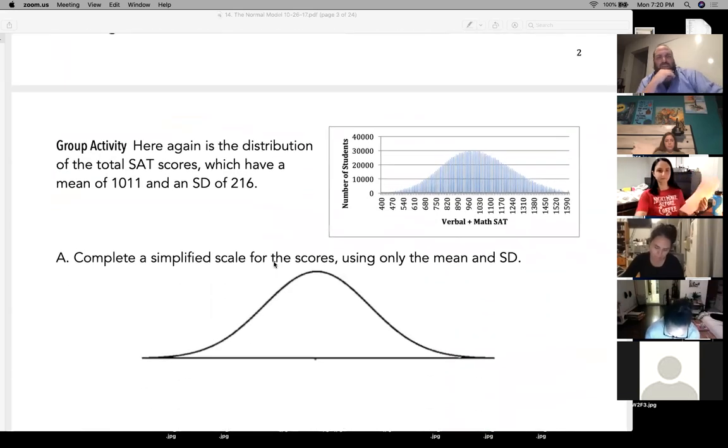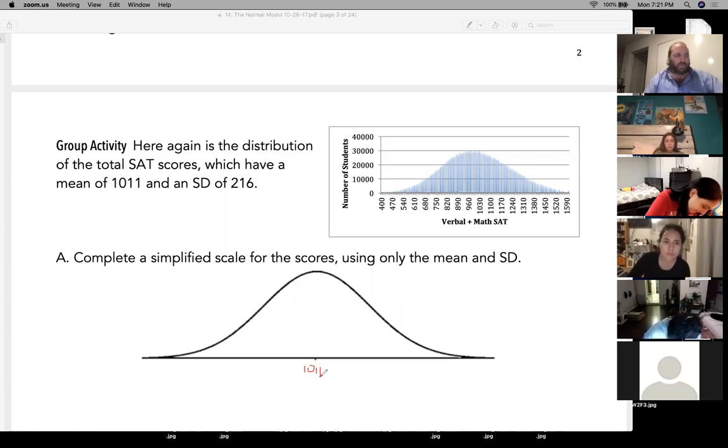Okay, so let's clear it and then let's move on to the next one. So group activity. Here again is the distribution of total SAT scores, which has a mean of 1011 and a standard deviation of 216. It says complete a simplified scale for the scores using only the mean and standard deviation. That means I don't want you to put every single number in existence. I want you to put the important numbers. The most important number, of course, is the mean. That goes right in the middle. So what number goes right in the middle here? 1011. Okay, 1011 right there, smack dab in the middle.